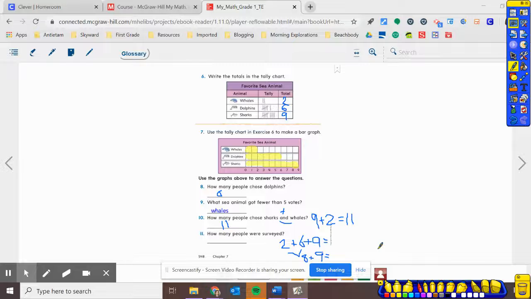Let's count on together. Ready? I'm going to start with my bigger number, and I'm going to count up. So I'm going to start with 9 and count up 8. Here we go. 9, 10, 11, 12, 13, 14, 15, 16, 17. So 8 plus 9 equals 17. So 17 people were surveyed in all.